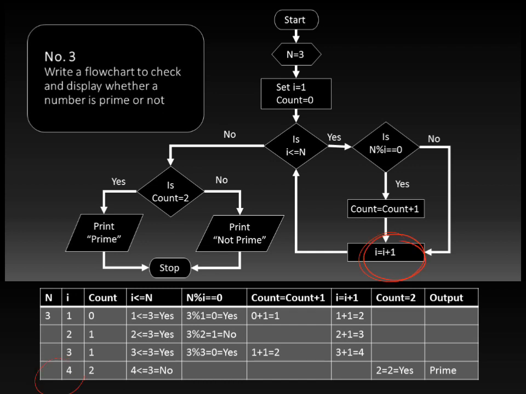Then, proceed. Because our value is now 4, we check 4 less than or equals to 3. 4 is greater than 3, so it's a no. Right? Then, proceed. Because it's a no, we go to is count equals to 2. The value of our count here is 2. So, 2 is equal to 2. Yes. The answer is yes. Because yes, it will print prime. And then, stop.